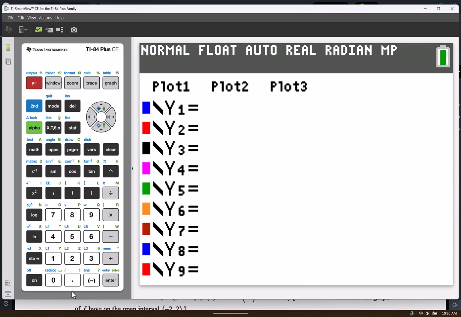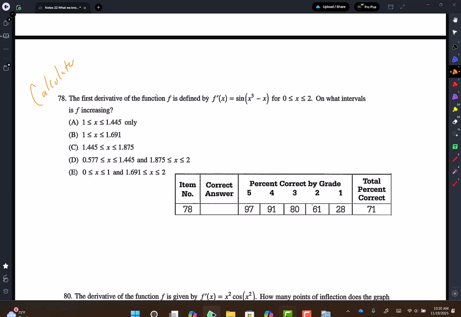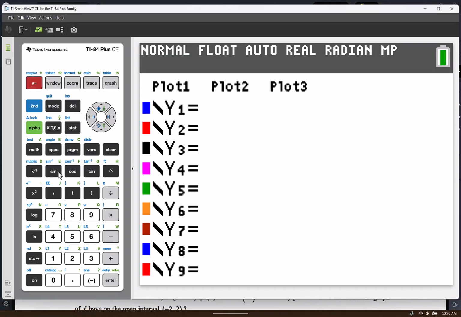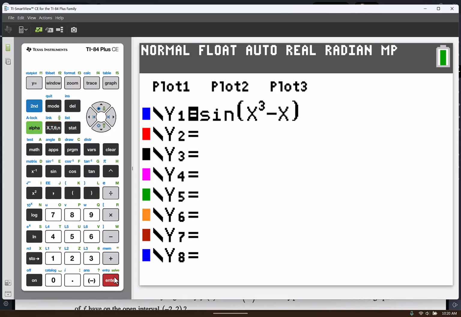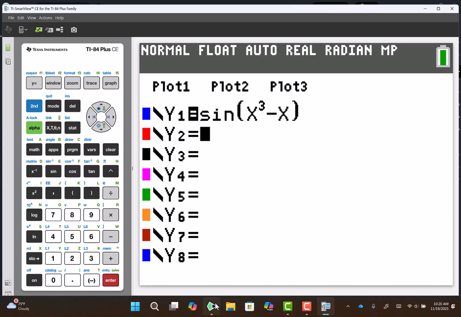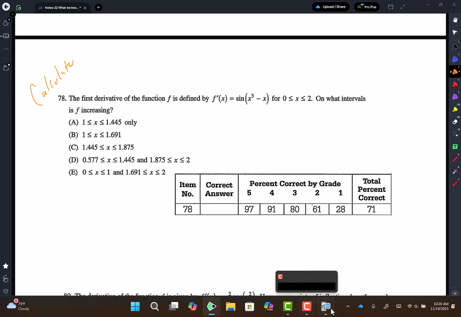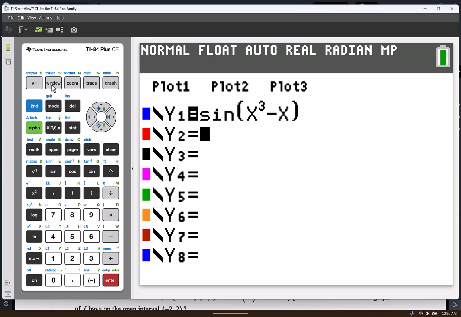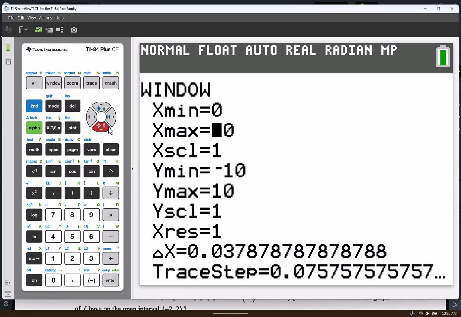Let me go to y equals, and let me show you guys how to fix your table and window. I'm just going to type sine of x cubed minus x. So sine of x squared, cubed, to the fourth power, to the fifth power. So there's my sine of x cubed minus x. Is that what it was? Okay. See how it says between 0 and 2? So, before you push graph, click on window and put x min 0, x max 2.